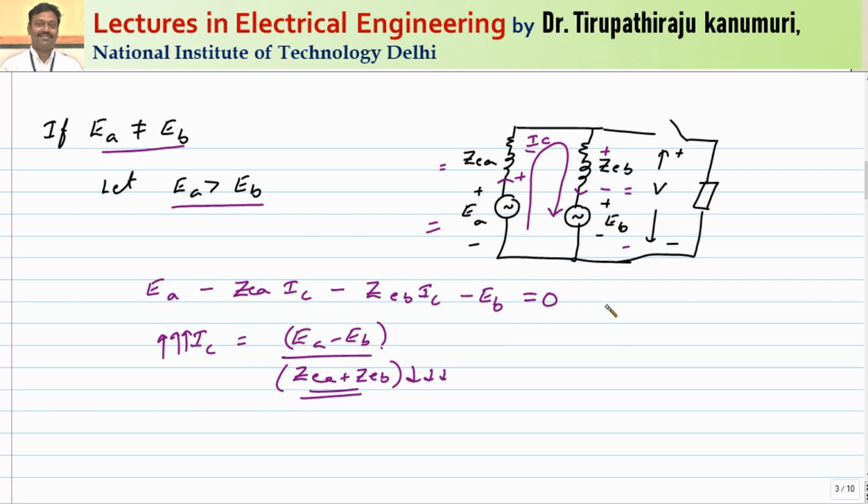And now calculating your load voltage, I can calculate it like this. Load voltage will be EA minus that circulating current IC, IC ZEA. So this will be equal to EB plus IC ZEB. If you take the case of ZEB, you can see here this is plus minus and this is plus minus. So if you start from here and reach this node, both are adding to each other. This will be equal to your terminal voltage V. So this will be the consequence.